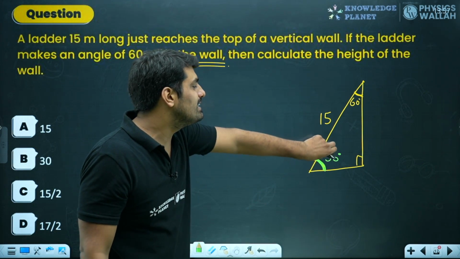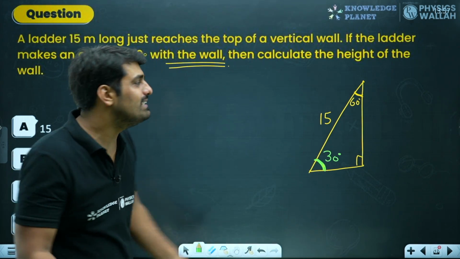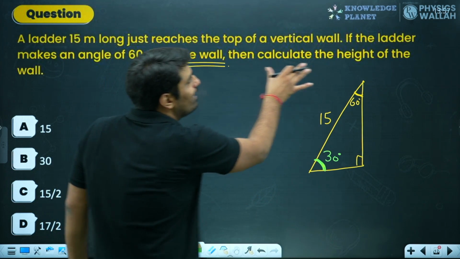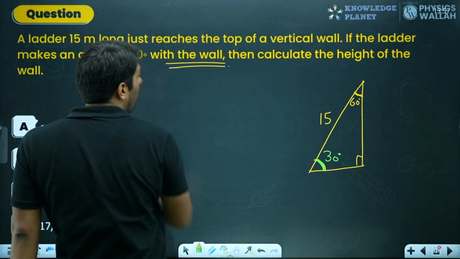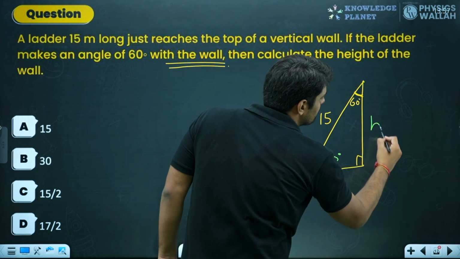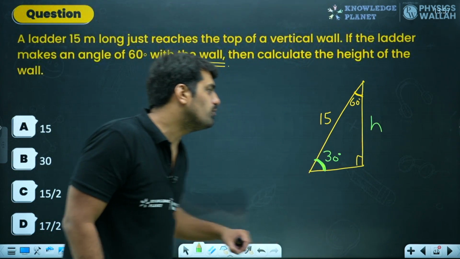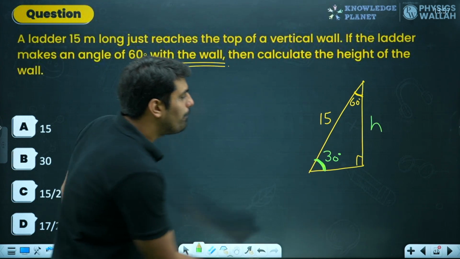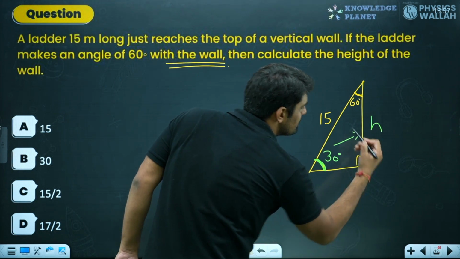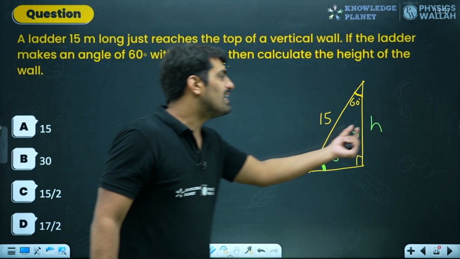Why did I calculate this angle? Because that will help me very easily to calculate what has been asked. Calculate the height of the wall. This height has been asked. This h value has been asked to me. If this is the angle, the opposite side is this one. This is our opposite side. So I have been asked about the perpendicular.